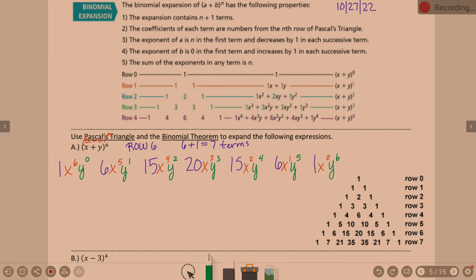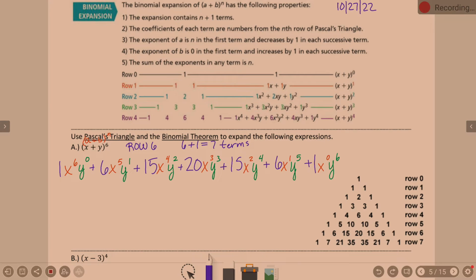Now, in between each of my 7 terms are addition signs. So I didn't put them in there, but I'm going to throw them in: plus the 6, plus the 15, plus the 20, plus the 15, plus the 6, plus the 1. At this point, it's just cleanup. On some of these problems, there's a lot of cleanup. On some of the problems like this one, it's very minimal cleanup. So, 1 x to the 6th, y to the 0.